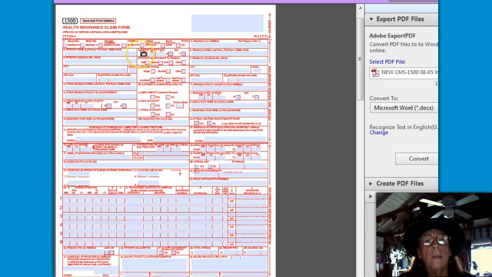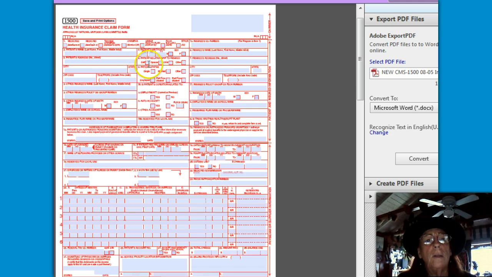Let's go up here to block 3. Up here, you're going to put in the patient's date of birth, and you can see that you need to have month, month, day, day. And then century, century, year, year. So you need 8 digits. You also need to put an X in either the male or the female box.